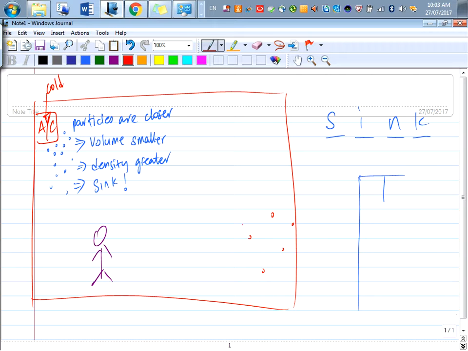Then what happens on this side, this region over here? What can you tell me about the particles here, on other parts of the room? What can you tell me about spacing first? Particles further apart. Why are they further apart? They have a higher temperature, so in other words, they have more kinetic energy. So the spacing between them is greater. What does that imply? Volume is greater, meaning density lower. Then what will happen? Rise, yes.